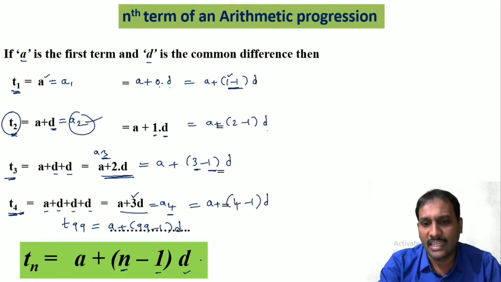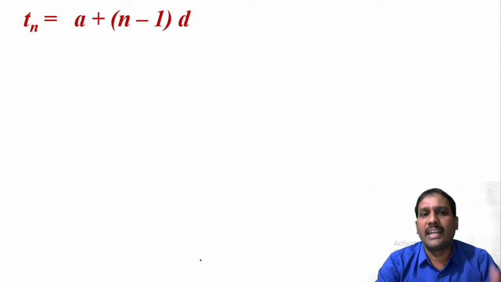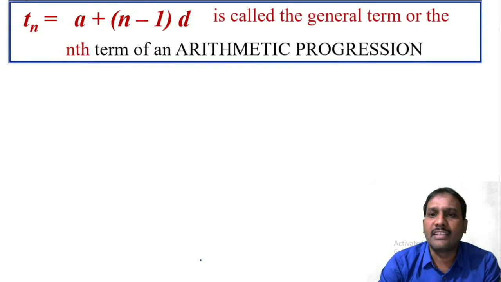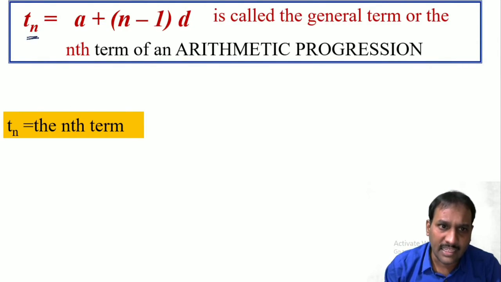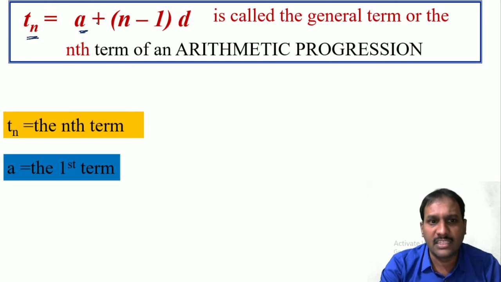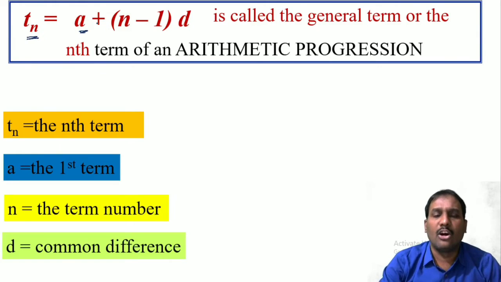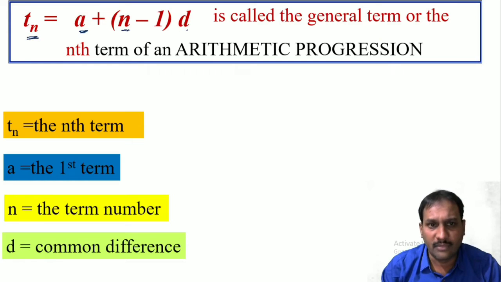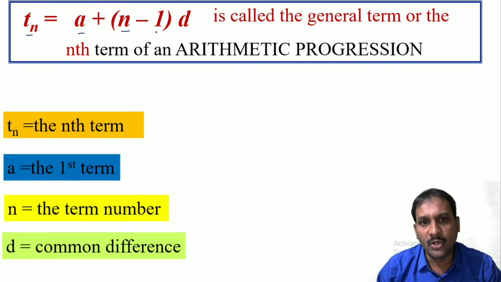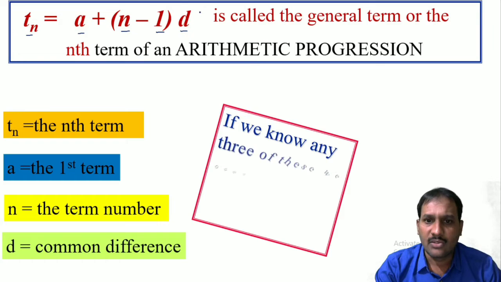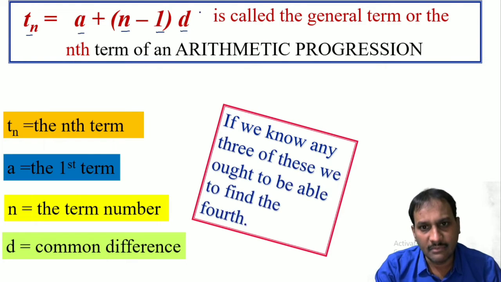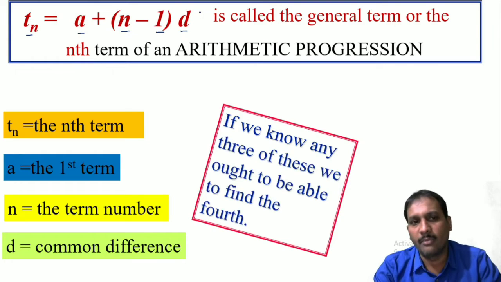So this Tn is called the general term or the nth term of the arithmetic progression. Here Tn means nth term, A is the first term, and D is the common difference. N is the number of the term, which term it is. So when you know any three out of them, you can find the fourth one easily. So this is called the nth term or the general term of an arithmetic progression. We will do some problems on this formula now.